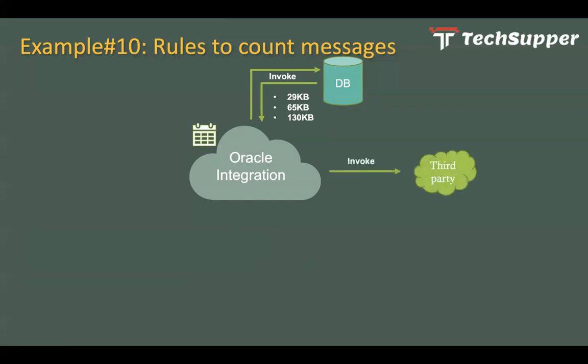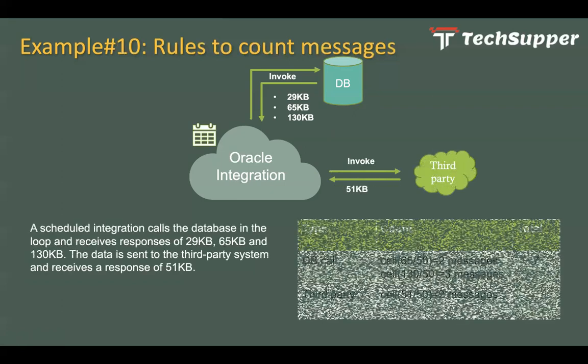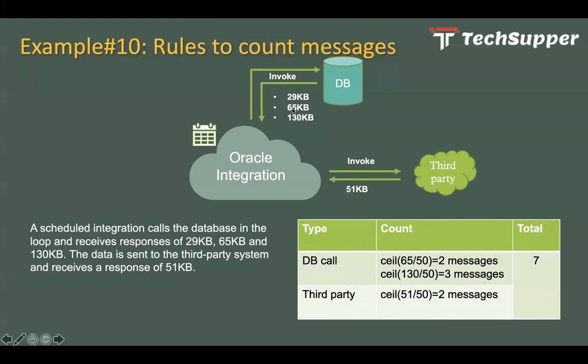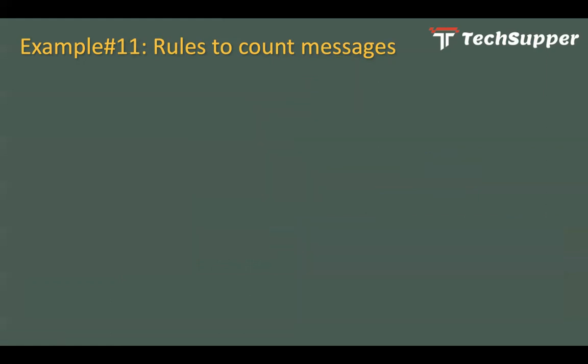And here you are calling the third party system and you have received a response of 51 KB. Then here, if you see 65 KB and 130 KB, if you do a DB call, it will be 2 messages for the 65 KB and for 130, it will be 3 messages. And for the third party system invoke, it will be 2 messages. So 2, 3, 5 and 2, 7. So in total, 7 messages will be deducted from your message pack for that particular hour.